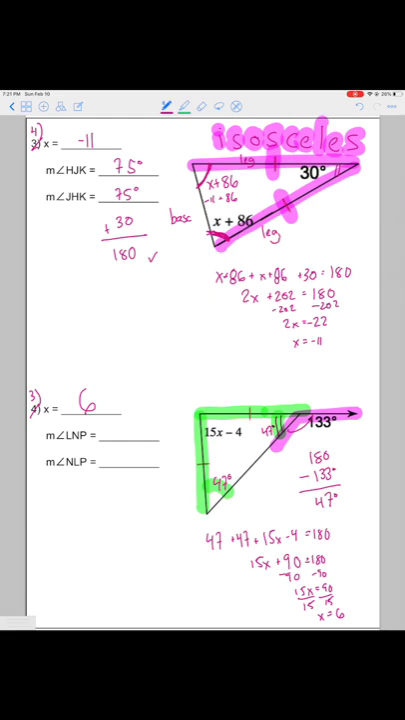If we look at what angles we have to find, angle N, which is this angle right here. We don't have that yet, so we can plug in x, so we get 15 times 6 minus 4. So 90 minus 4, so that's 86 degrees. Angle NLP, that would be at L, which is this angle right here, which we already said was 47 degrees. So that's how we should have done our quiz.